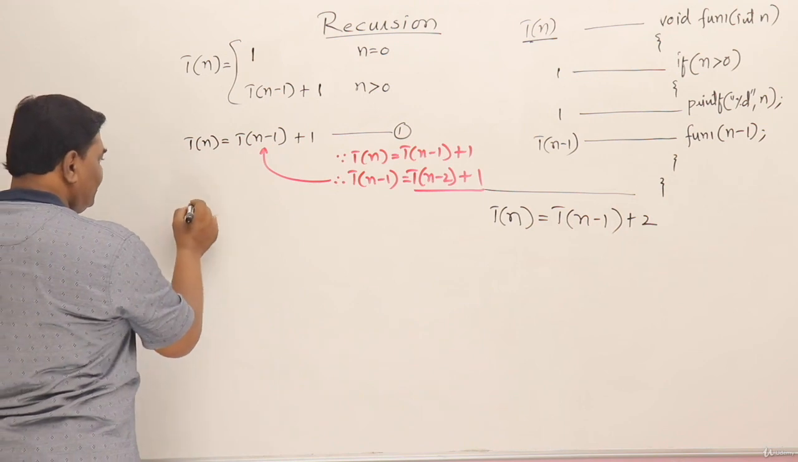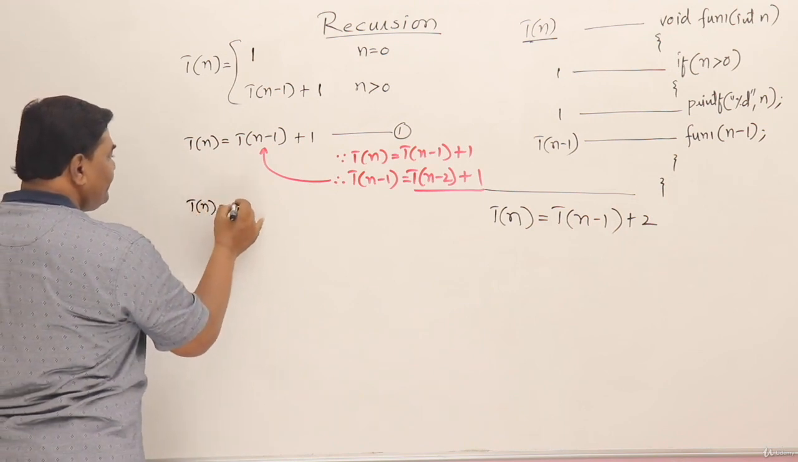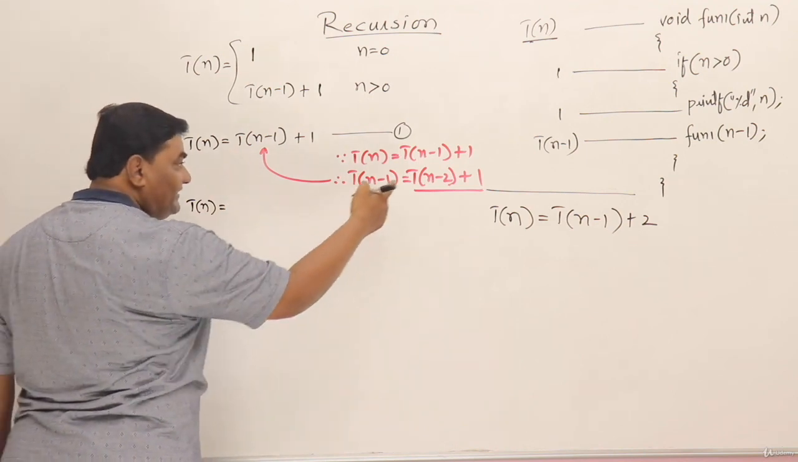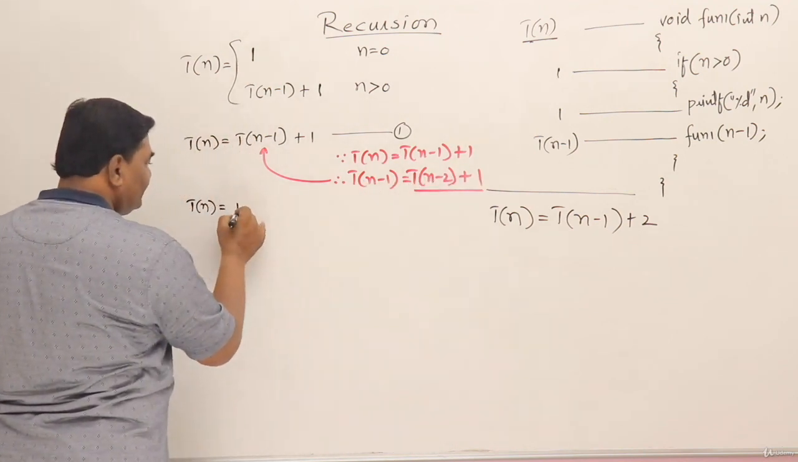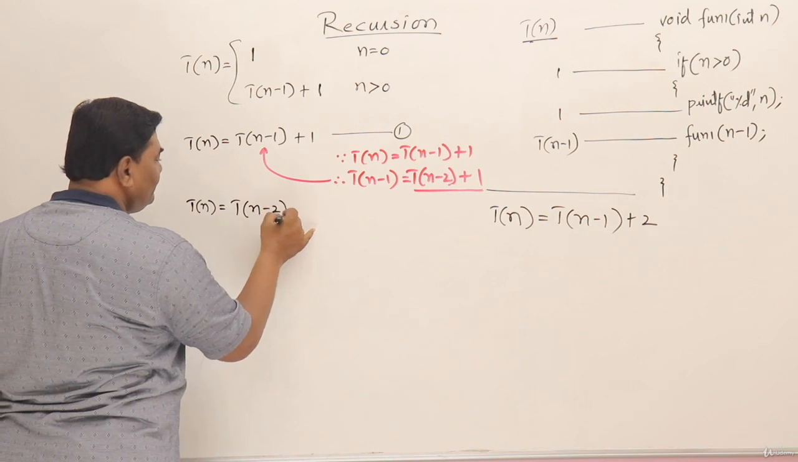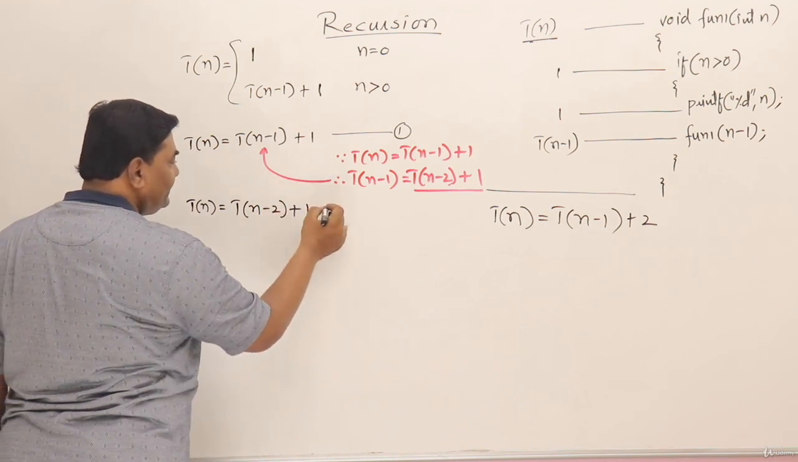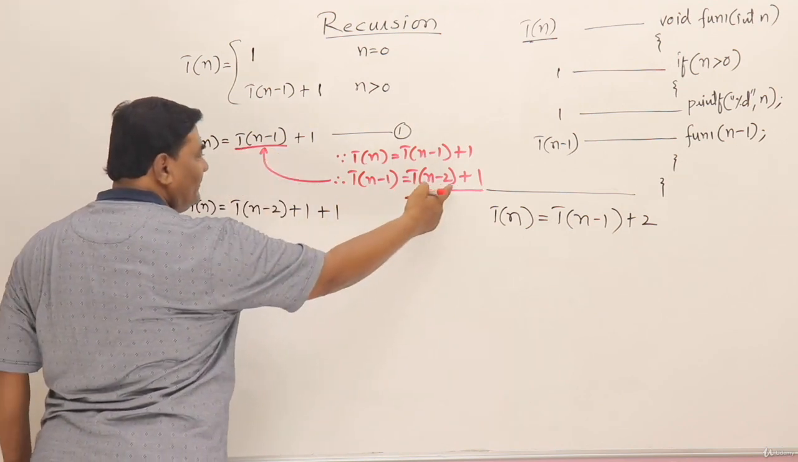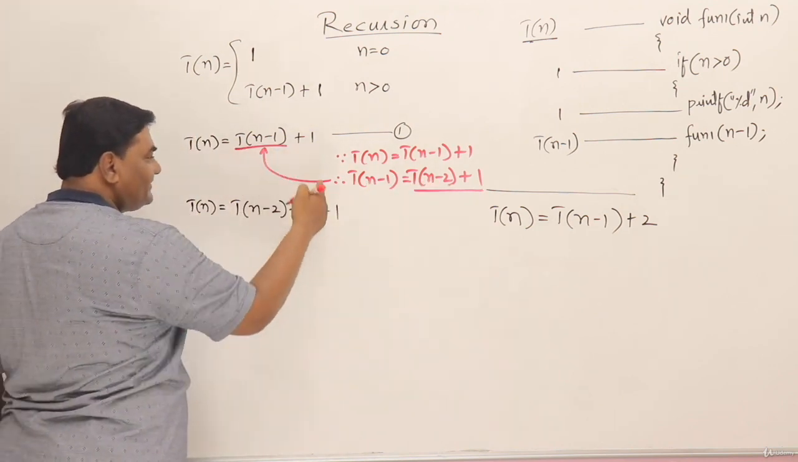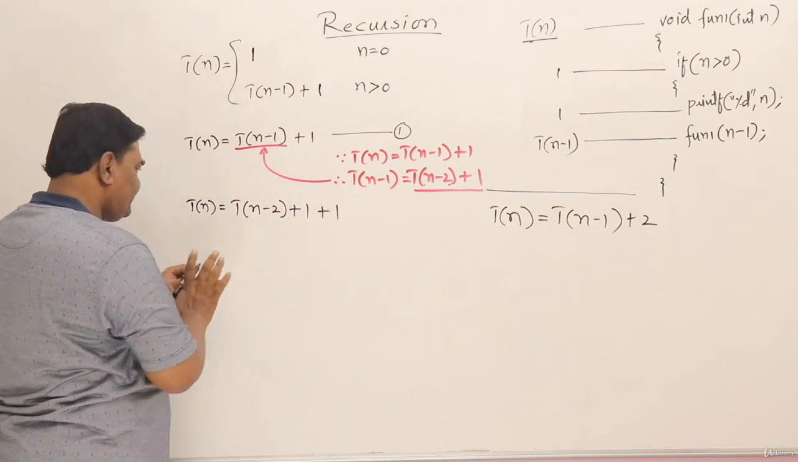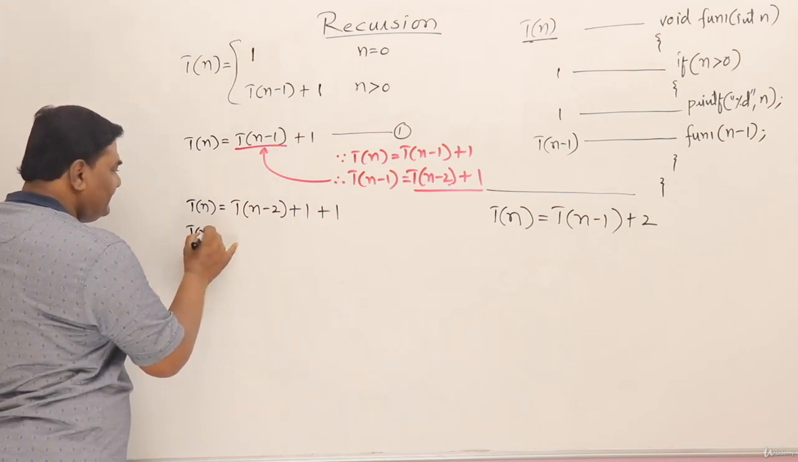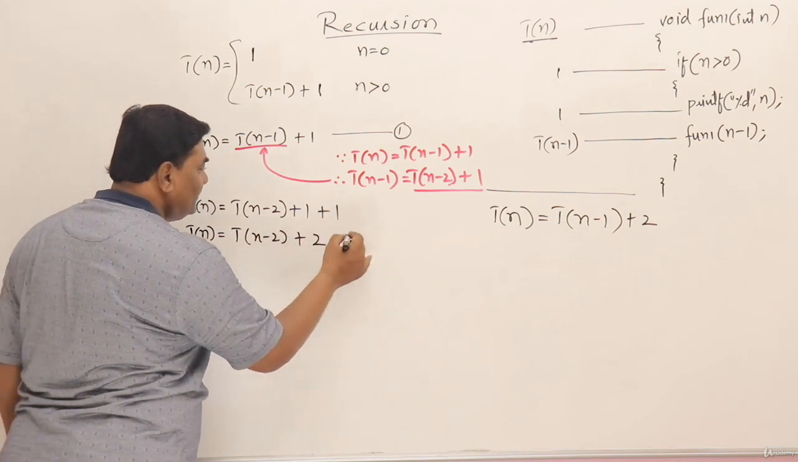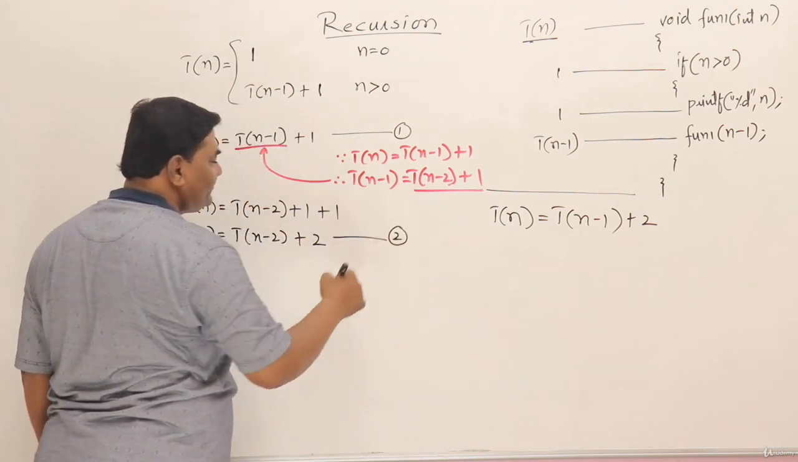So the next equation that I get is T(n) = T(n-2) + 1 + 1. So this is T(n-2) + 1, and this plus 1 as it is. So this is substituted with this one, and then this plus 1 as it is. So what is this finally? T(n) = T(n-2) + 2. So let us call this the second equation.